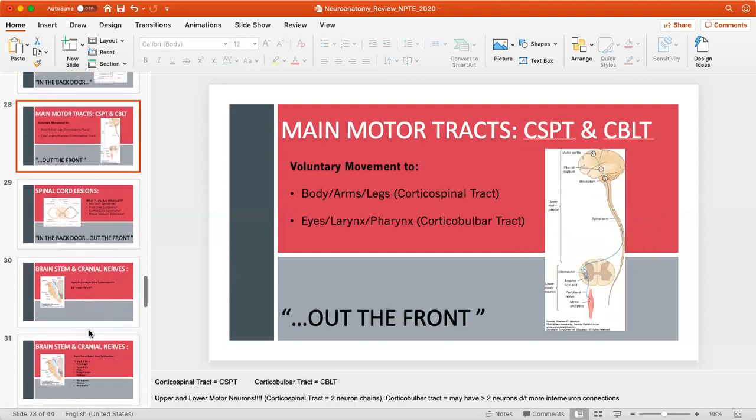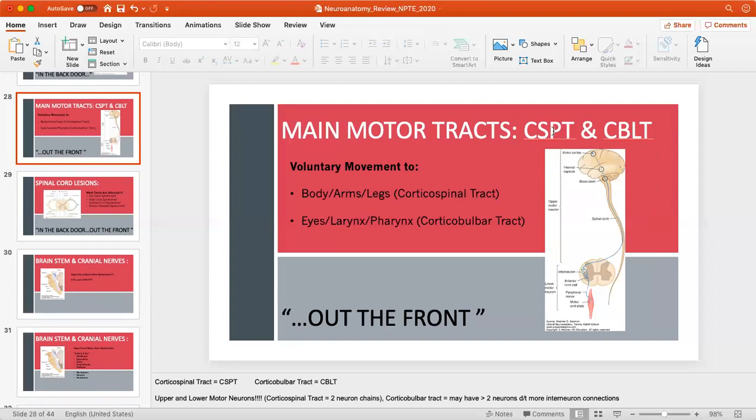Okay, so main motor tracts, we talked in length about these. The corticospinal tract sends motor information to our arms and legs, and the corticobulbar tract sends motor information to our eyes, larynx, pharynx, and face. It's a 2-neuron chain made up of an upper motor neuron and a lower motor neuron. And again, it's information out the front, coming from the precentral gyrus down into the spinal cord. Where's it going to synapse? In the front, so anterior of the spinal cord, those alpha motor neurons, anterior horn cells.